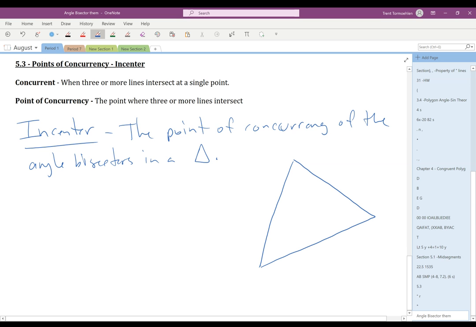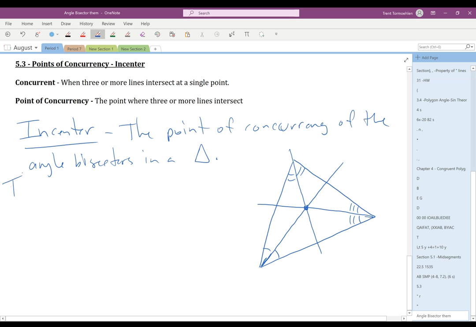And so if we just kind of estimate here, it looks like I'm cutting that angle in half or so, like that. And then I'm going to do my best to do it here too. And then do my best to do it here. And when you do that, if you draw in the angle bisectors correctly, then what you end up with is all three of the angle bisectors intersect at a single point, and we call that point the incenter.